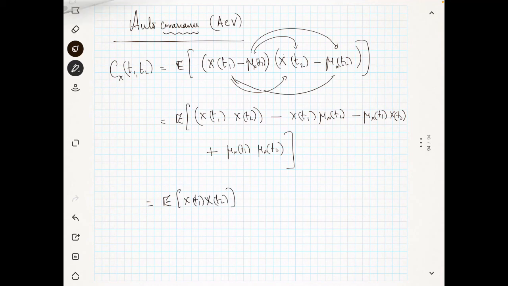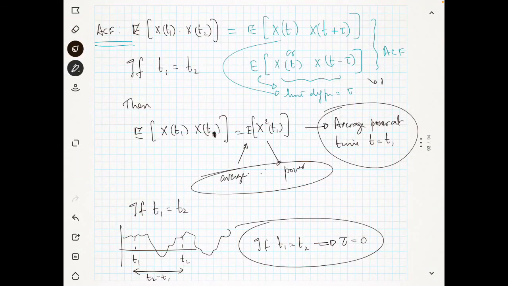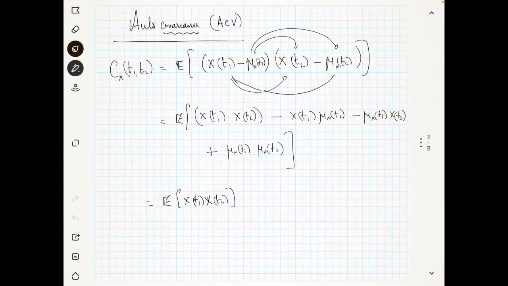You have already seen what this expected value of x of t1 and x of t2 is. This is nothing but the autocorrelation function. We have another notation for this: it is Rx of t1 and t2, or it has another notation, Rx of t and t plus tau. Both are the same. So this is nothing but your autocorrelation function, which is Rx of t1 and t2, since here it is represented like this.